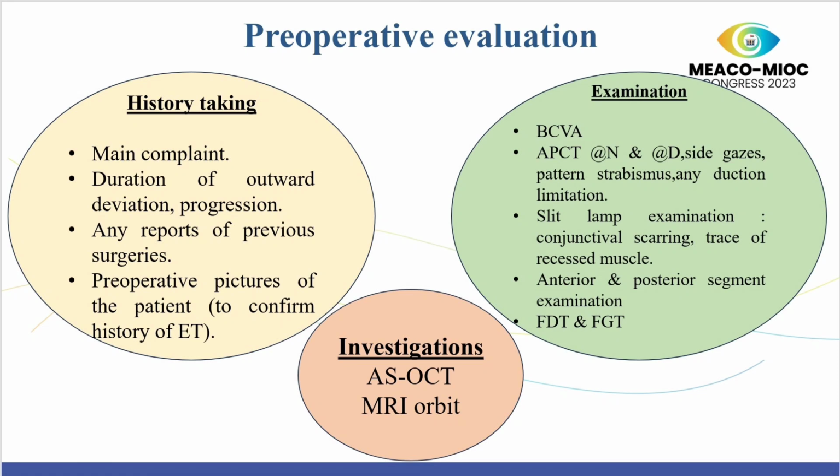So all this information will help us in deciding whether the patient would need surgery or not, and what type of surgery, whether the patient will need medial rectus advancement, and that usually is needed in patients with limitation of adduction, or we should tackle lateral rectus and do lateral rectus recession. Also, the amount of deviation will help us in deciding which muscle and how many muscles we need to tackle to correct the whole deviation.